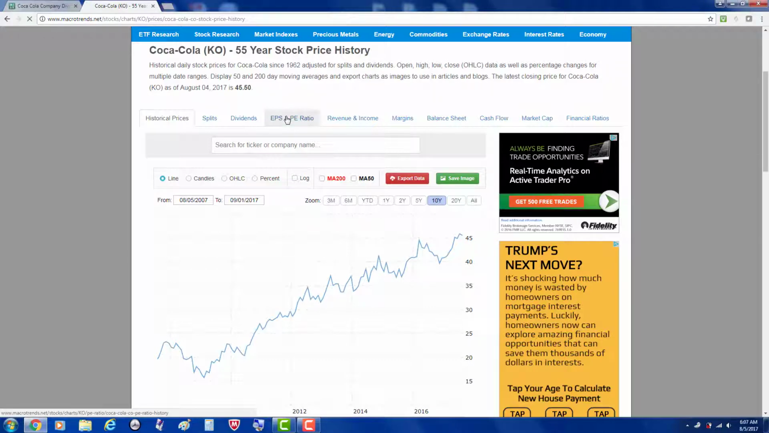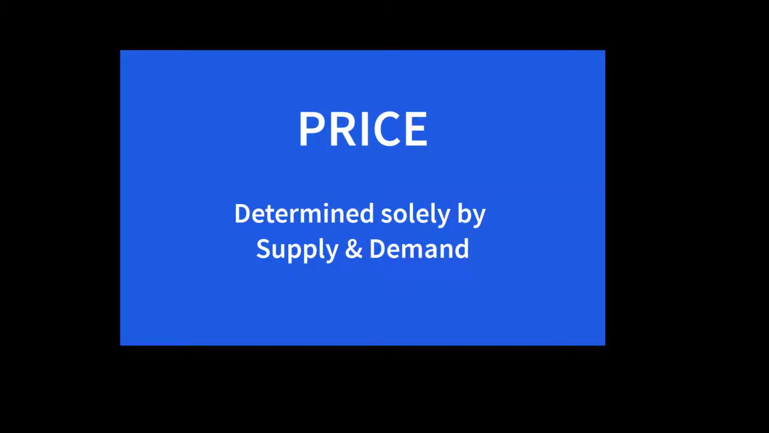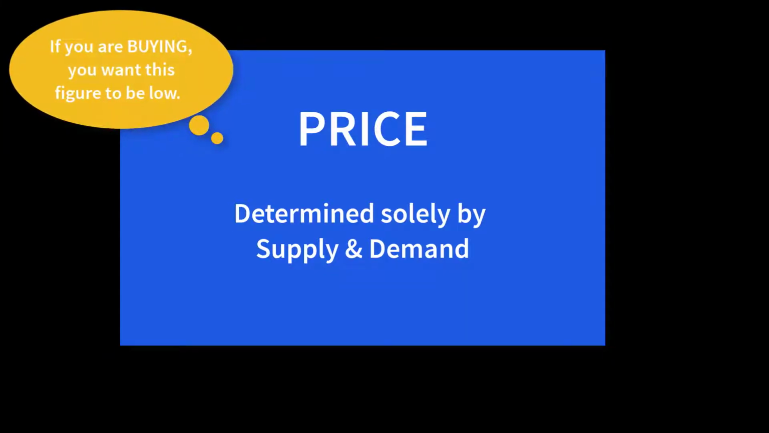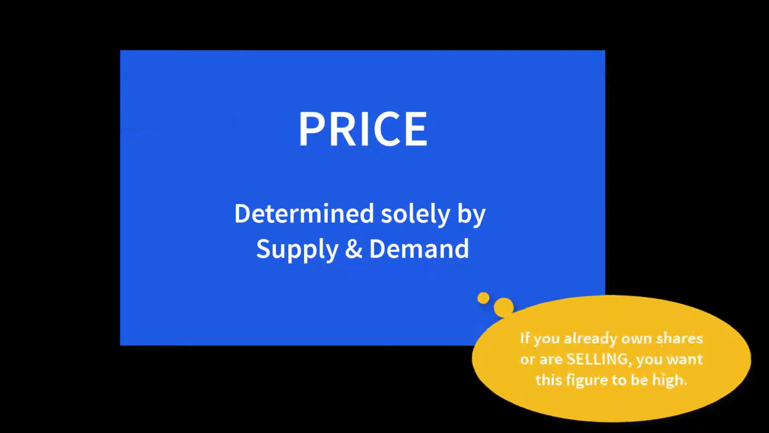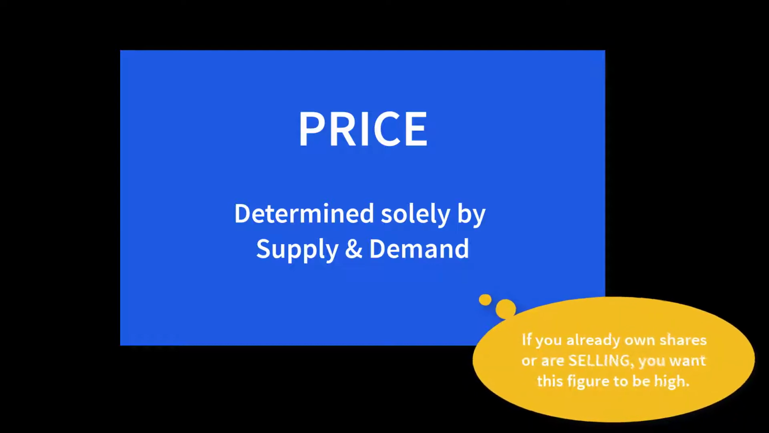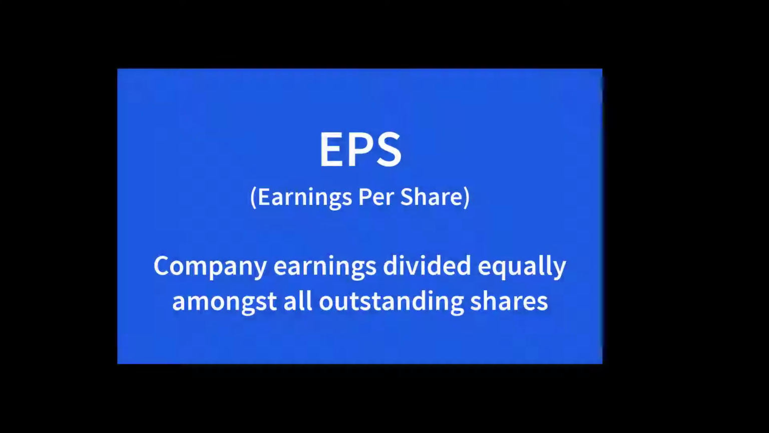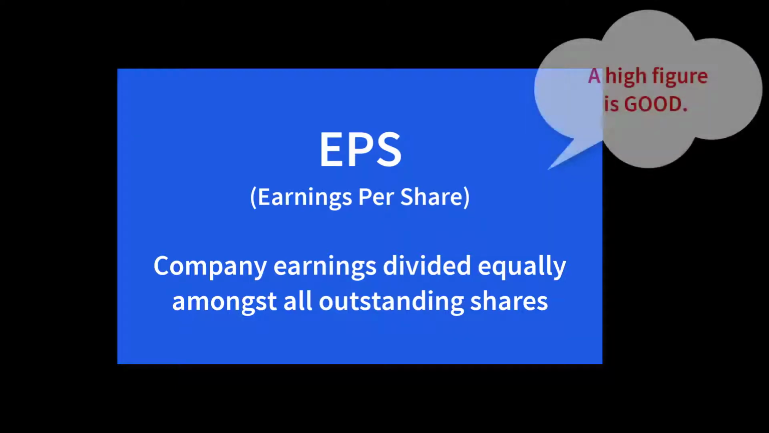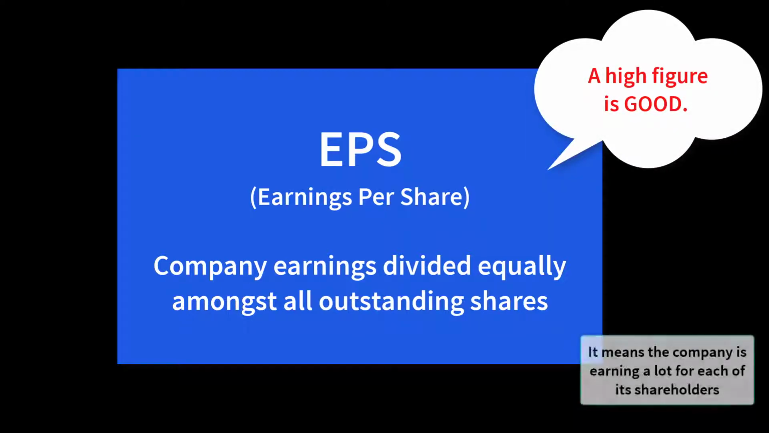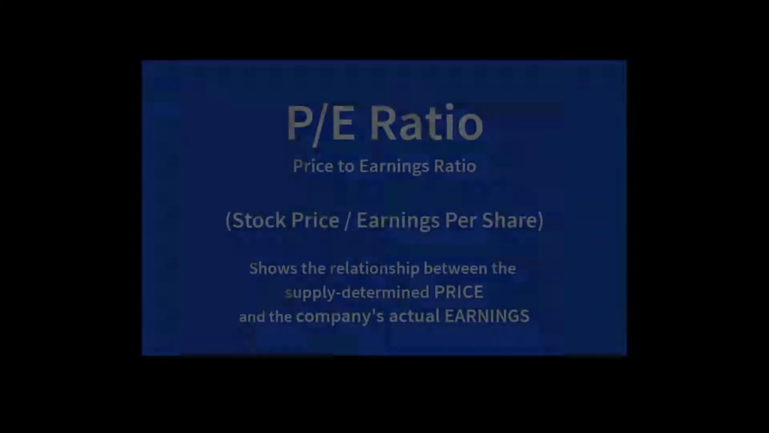We'll first go over a few basics. Price is the cost of a share of stock, and it's determined solely by supply and demand. If you're buying stock, you want the price to be low, but if you already own shares or you're selling, you want the price to be high. Earnings per share is simply the company's actual earnings divided equally amongst all of its outstanding shares. It's a measure of the company's business success. A high figure is good. It means the company's earning a lot for each of its shareholders.